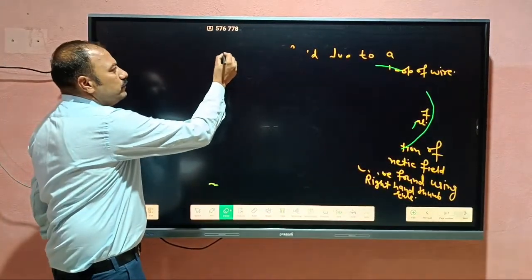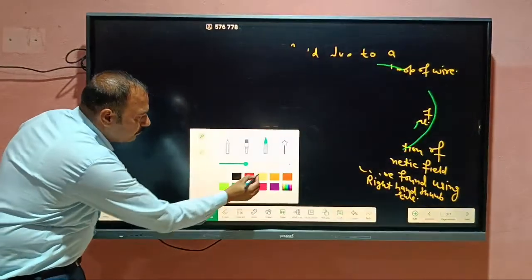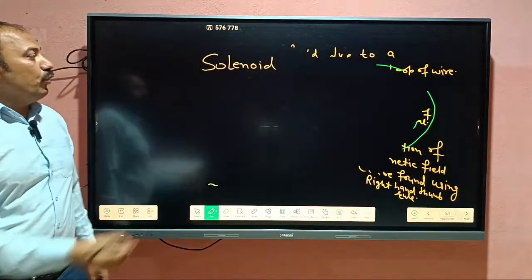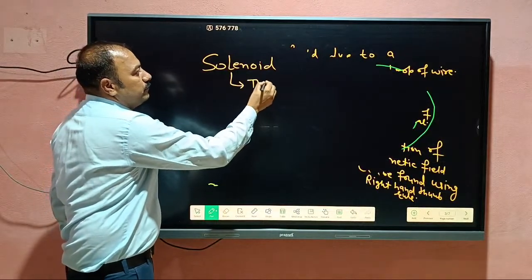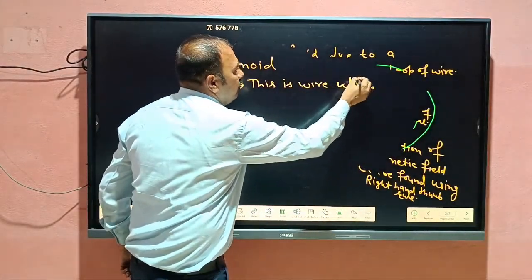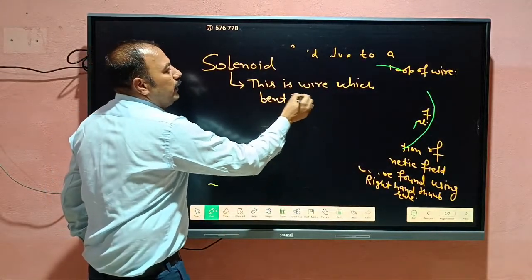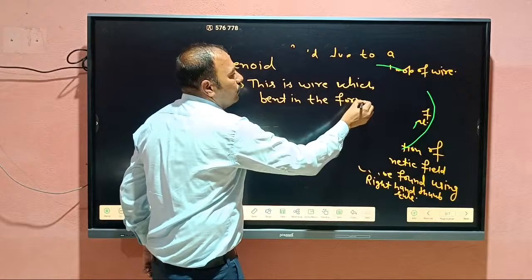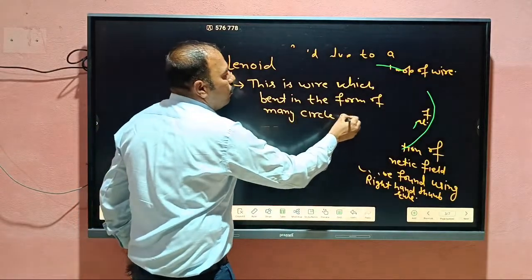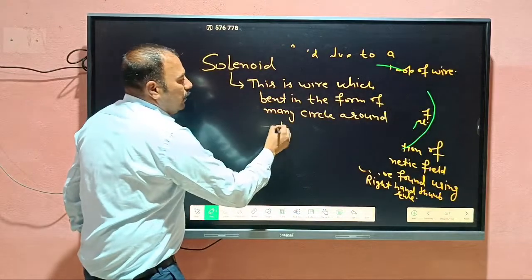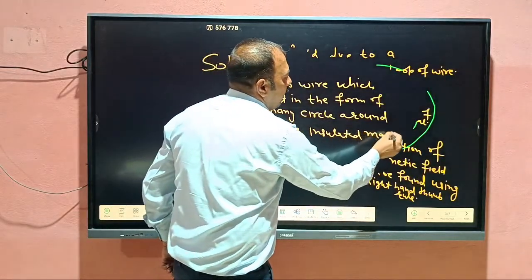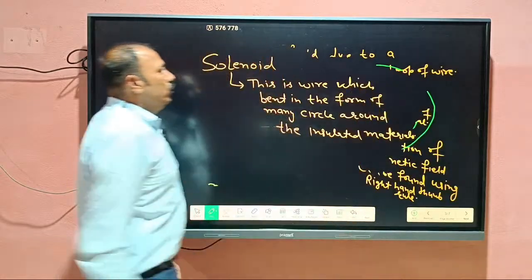So basically, what is a solenoid? This is a wire which is bent in the form of many circles around insulated material. So this is a solenoid.